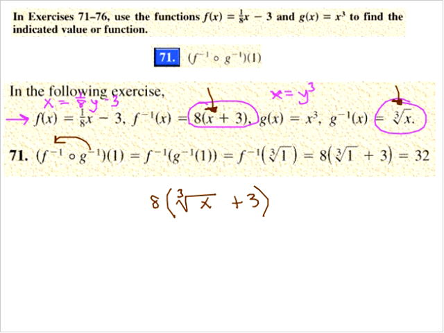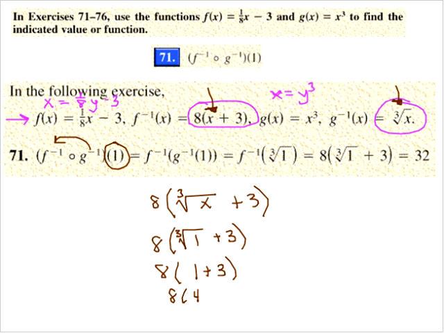And now let's plug in 1 because that's what we're trying to find. So we're going to plug 1 in for x. Okay, so the cube root of 1 is just 1. 1 plus 3 is 4. 8 times 4 is 32.